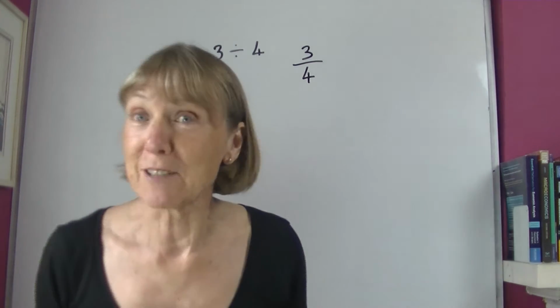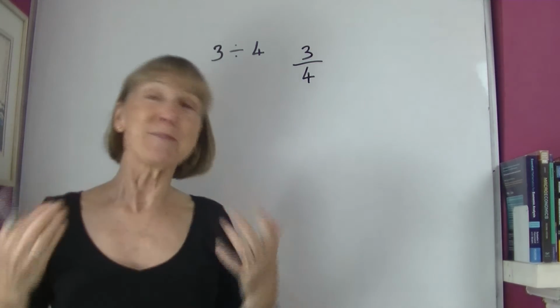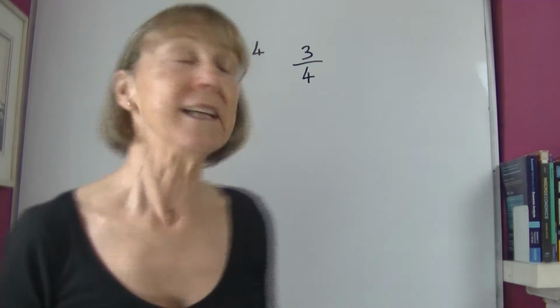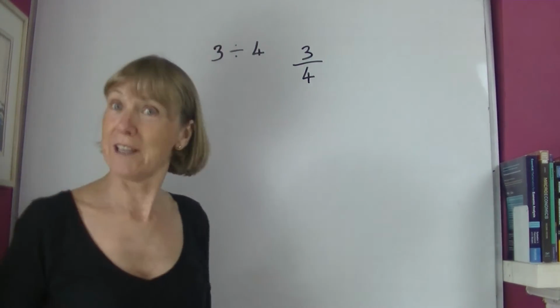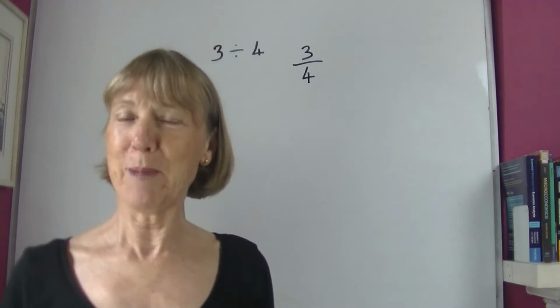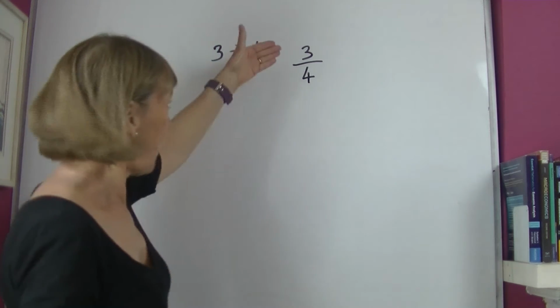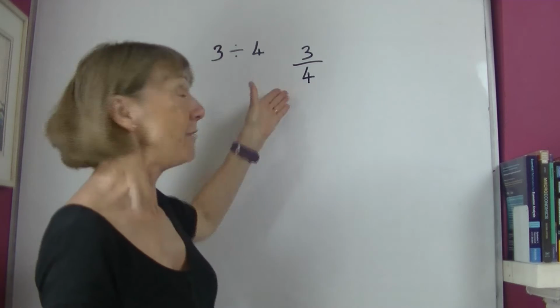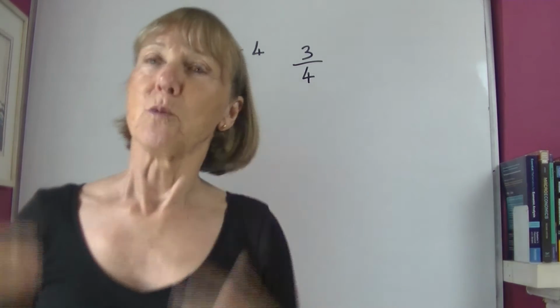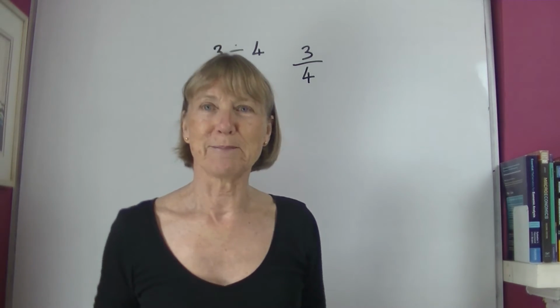So that looks like a fraction, doesn't it? And that's because that's what a fraction is. A fraction is a division calculation that hasn't yet been made. So we see that as 3 divided by 4. If you have 3 pizzas divided by 4 people, each will get 3/4 of a pizza. So a fraction represents part of a whole.